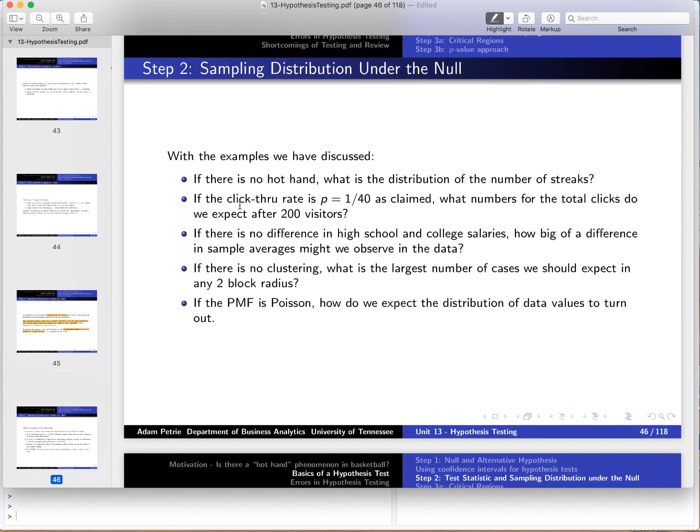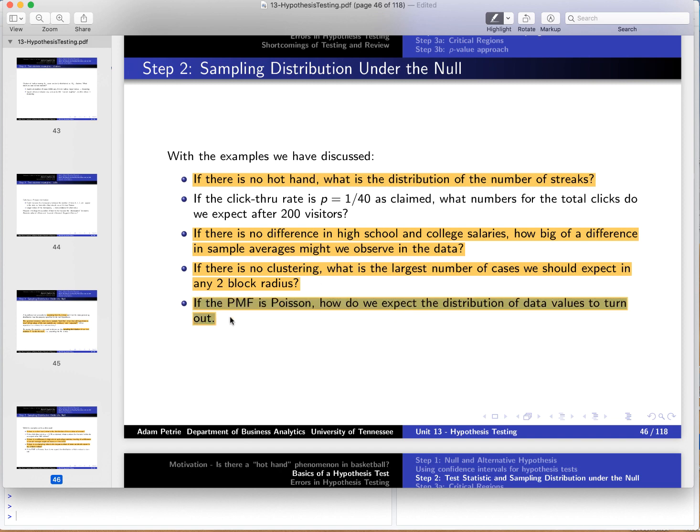So with the examples we've discussed, if there's no hot hand, what is the distribution of the number of streaks? If there's no difference in high school and college salaries, how big of a difference do we expect to measure when we go and collect data? If there is no clustering, and let's say we use as our test statistic the number of cases in any 2-block radius, when there is no clustering, what is the largest number that we would expect? If we're testing to see if the distribution of calls made to customer service is a Poisson, well, when the data generating distribution actually is Poisson, how do we expect the distribution of data values to actually turn out here?